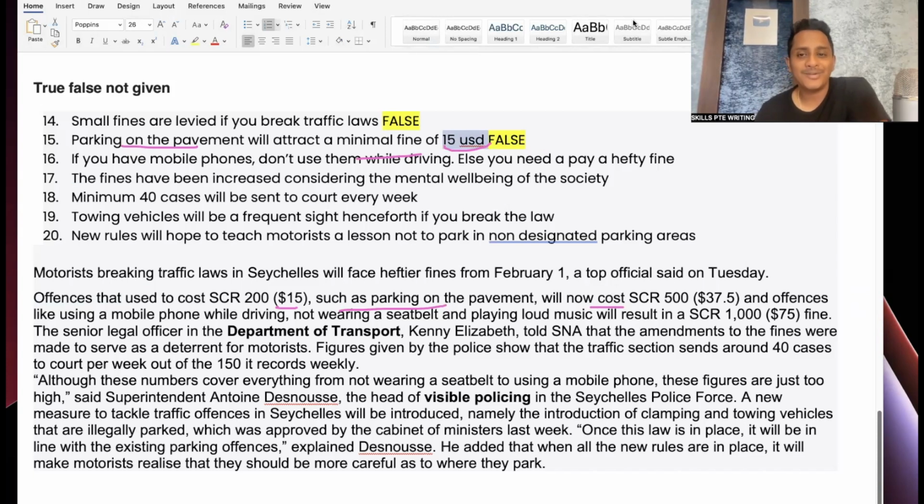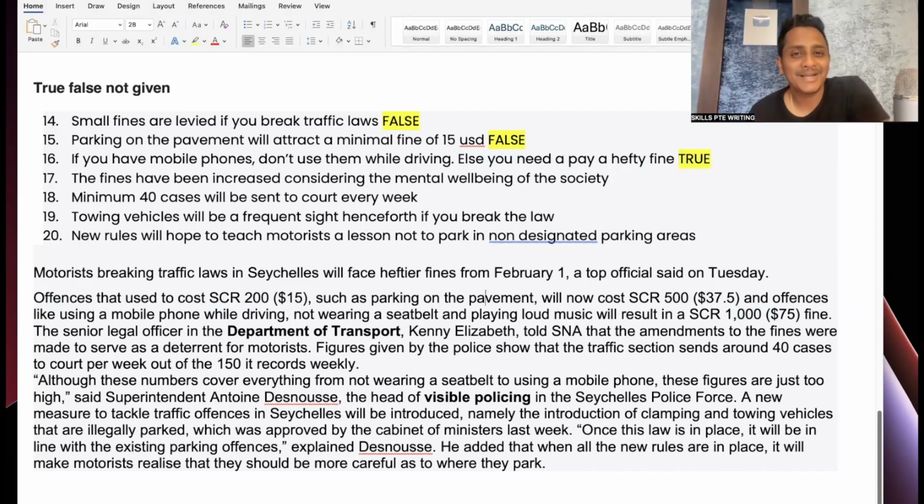If you have mobile phones, don't use them while driving, else you need to pay a hefty fine. What is the correct answer? Not given. Why? Why not given? Offenses like using a mobile phone while driving will result in a $75 fine. Correct. Let's just put it in a different, fancy way. Don't use mobile phones while driving. Using a mobile phone while driving will attract a hefty fine. You need to pay a hefty fine. This is true, very much true.